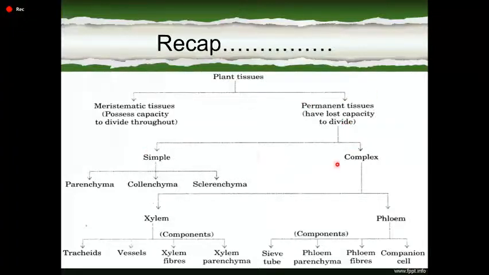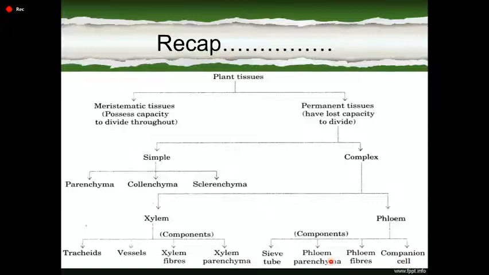So, till the last session, we have learnt about the various kinds of simple permanent tissues as parenchyma, collenchyma, and sclerenchyma. In today's session, we are going to have a brief session on complex permanent tissues, which are further classified as xylem and phloem. And each of these are made up of four major components.